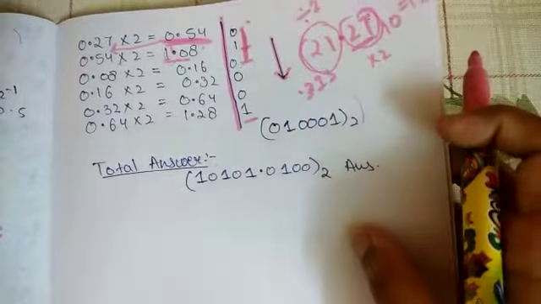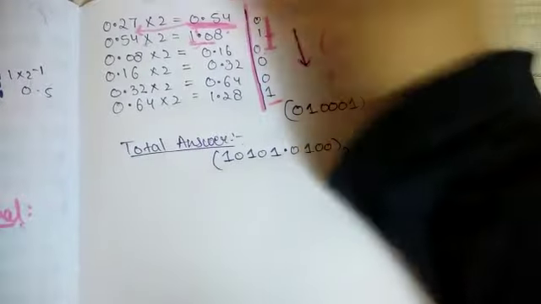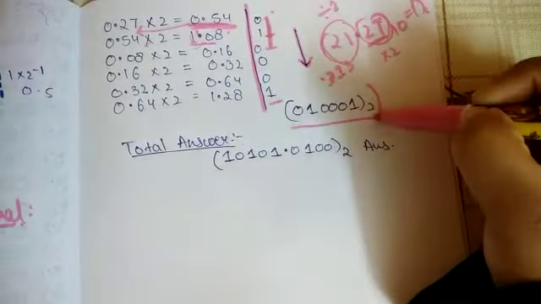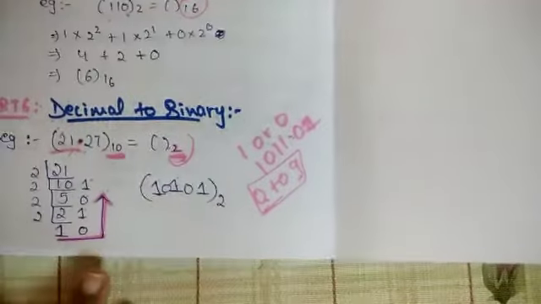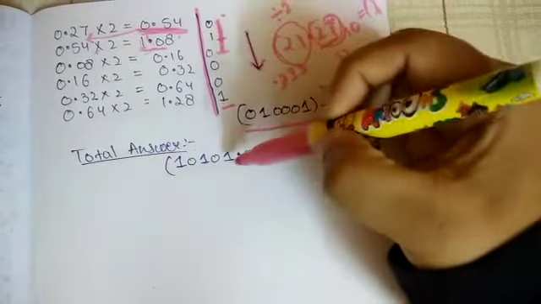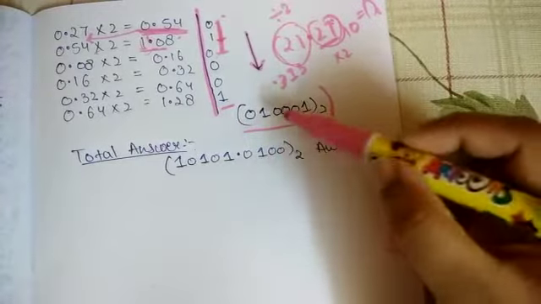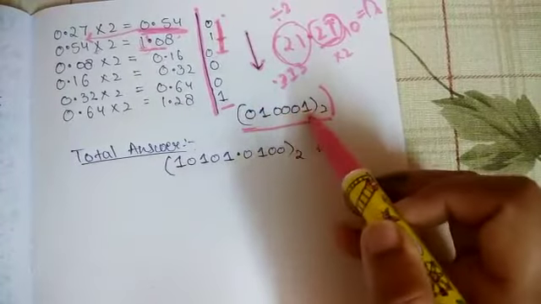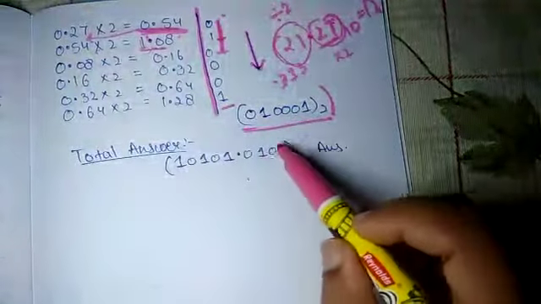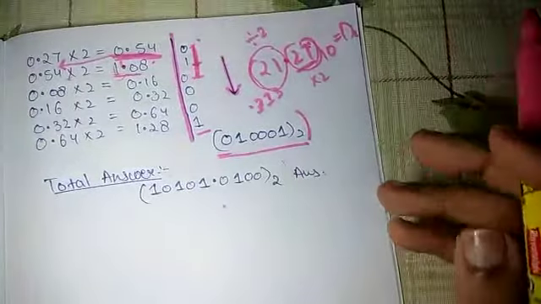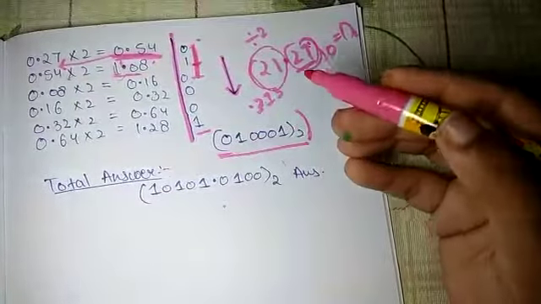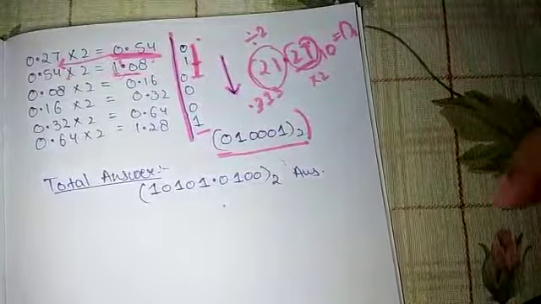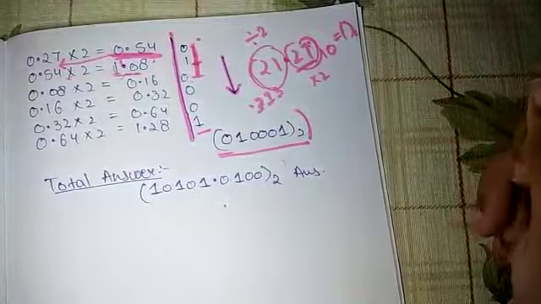So the proper or full answer is: this is the 0.27 part, and this 10101 is the 21 part. Adding both the answers, what we get is 10101.0100 in the bracket 2. As I have said, my full answer was longer, but I can take this shorter part as well. It is not necessary or compulsory to take all the digits, right? You can comment your questions if you have any doubt or problem in any question.